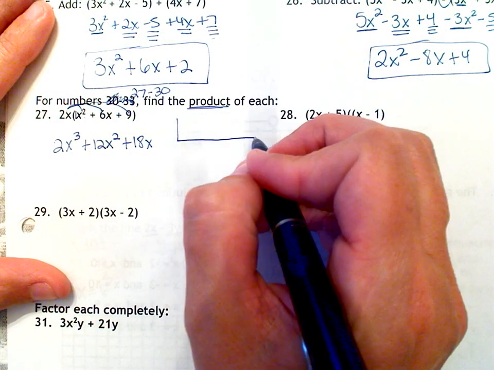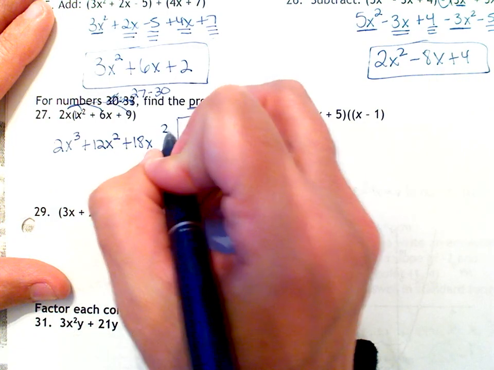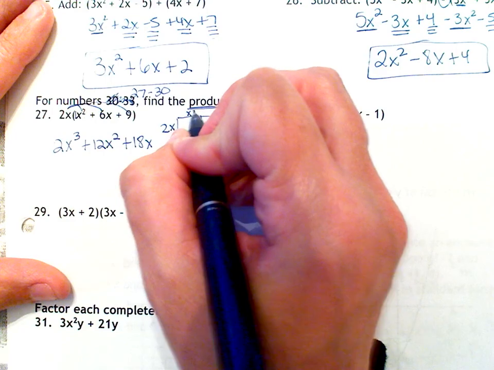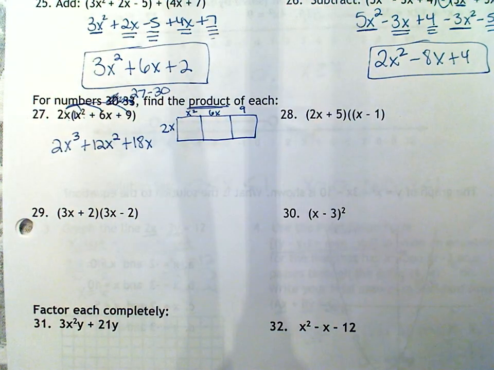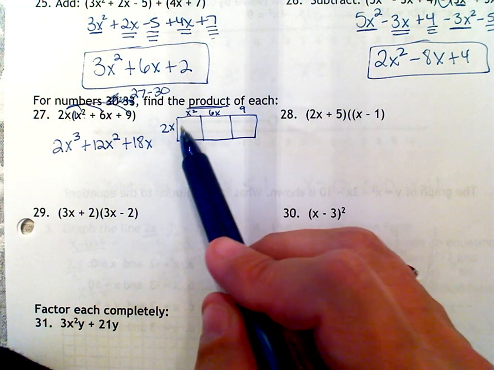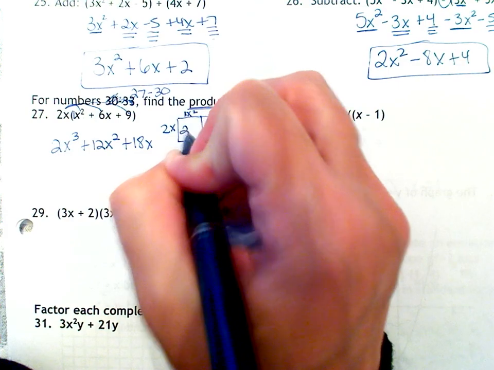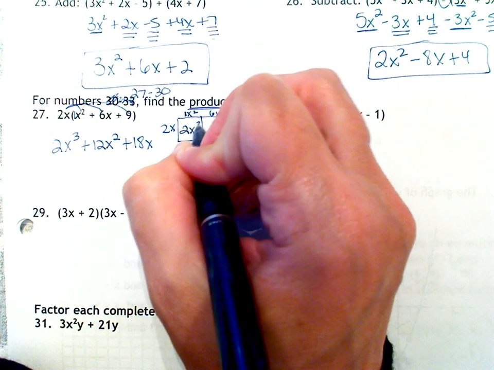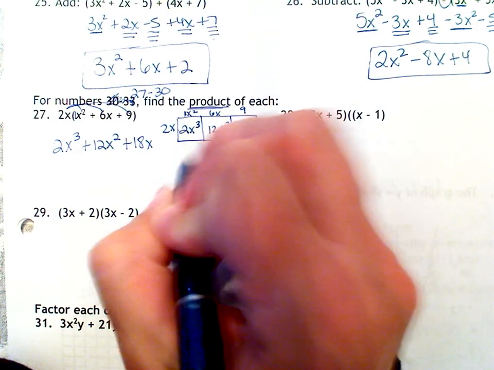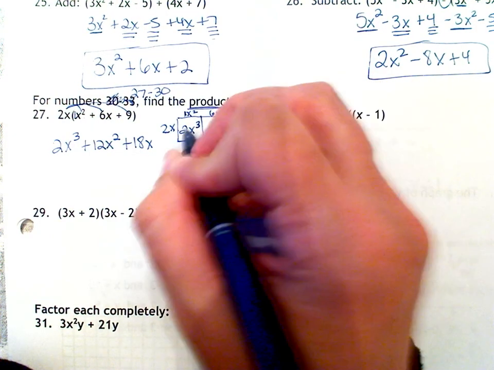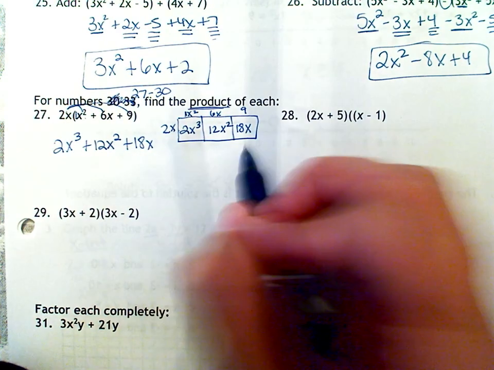If you're using the box, you put your 2x here, and then you put your 3 terms up here at the top, and you multiply to fill the box. It's the exact same thing we just did. 2x times x squared, 2 times 1 is 2, x and x squared gives me x to the third. 2 times 6 is 12, x and x gives me x squared, 2 times 9 is 18, and you got to bring your x over. So that's the exact same thing. Just take it out and add them together.